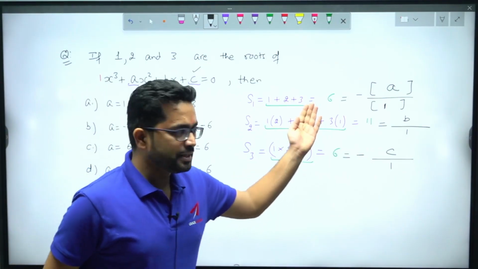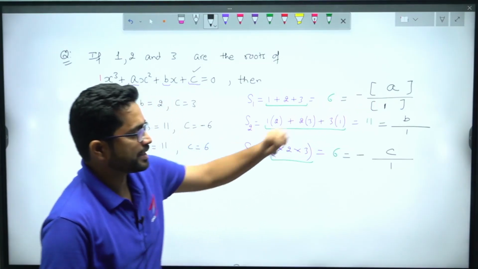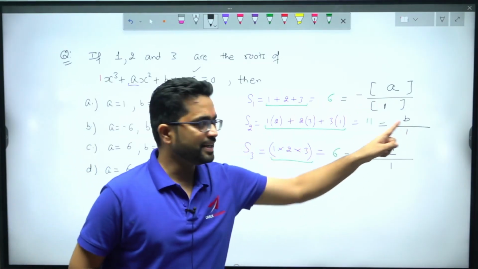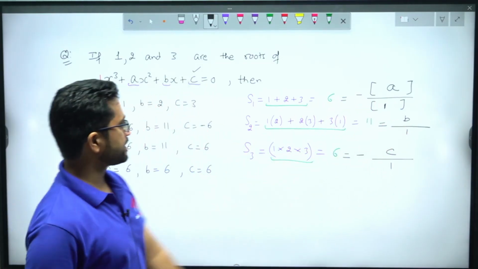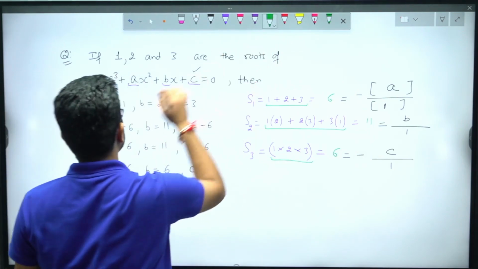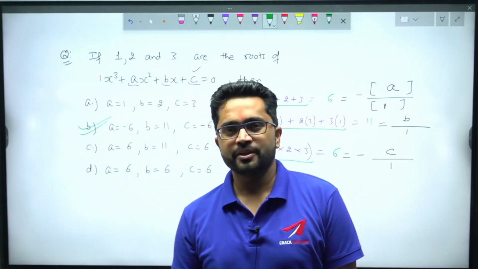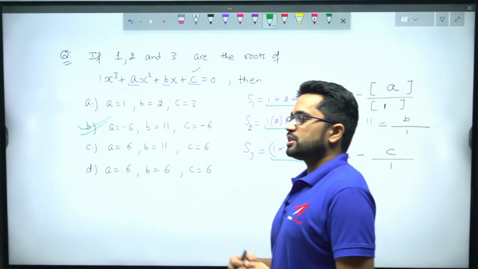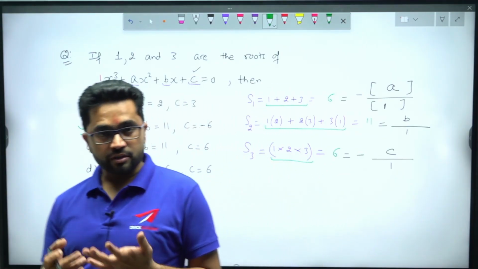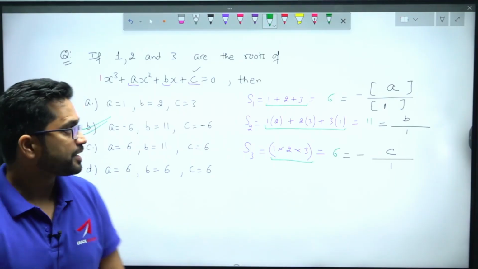So with this green, blue and black data, you can easily get the values of A. What is the value of A? Minus 6. What is the value of B? 11. What is the value of C? Minus 6. So A is minus 6, B is 11, C is minus 6. Seems like option B is the right one. Easy. So this is how we are going to use the relation between the roots and coefficients of a cubic equation. Okay.